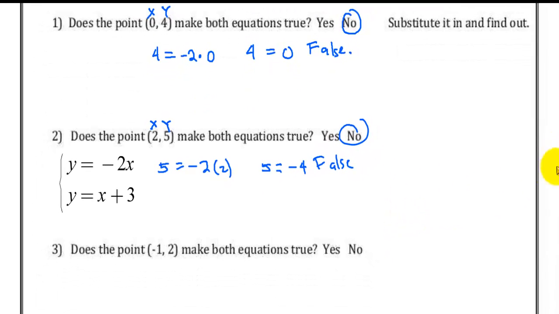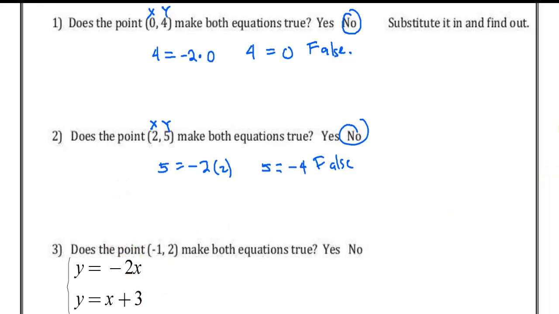Now what about (negative 1, 2)? So the first number will be our x, the second number will be our y. Okay, so y is equal to 2, negative 2 times x, where x is equal to negative 1. So we have 2 equals negative 2 times negative 1, which is equal to positive 2. So the first equation is a true statement.